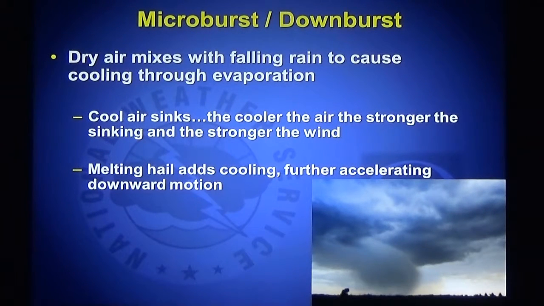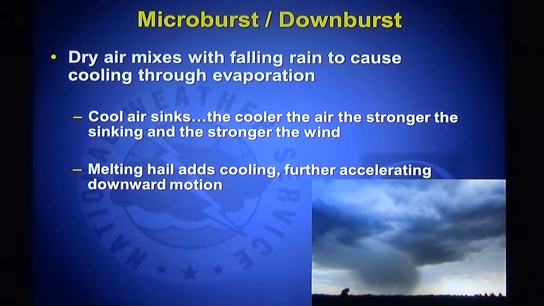You may have heard of a microburst or a downburst wind. Dry air mixes with the rain falling through a thunderstorm, and it causes cooling through evaporation. When water evaporates, it causes the temperature to cool, to go down. This cool air sinks, and the cooler the air is, the stronger the sinking and the stronger the wind.